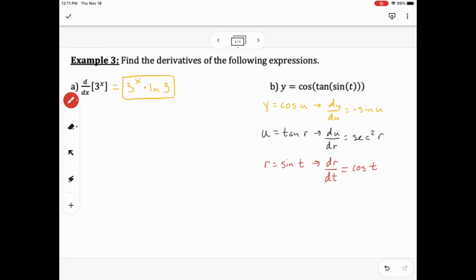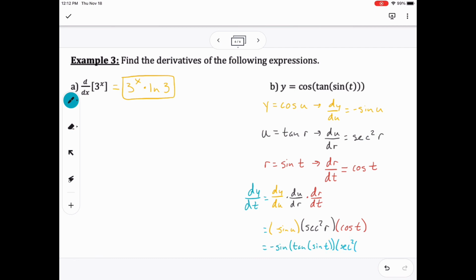And so then now, once I have all three of those, to get dy over dt, which is essentially the derivative overall that I'm looking for, I can take all those derivatives that I had and multiply them to each other. And notice that also, cross-canceling, you're able to cancel out the du's and the dr's, which allows you to get back to dy over dt. So then multiplying them all out, now notice I have a u and an r in there, so I need to plug in u and plug in r back into this function. So that gives me negative sine of tangent of sine of t times secant squared of sine of t times cosine of t. And that would be my final answer.